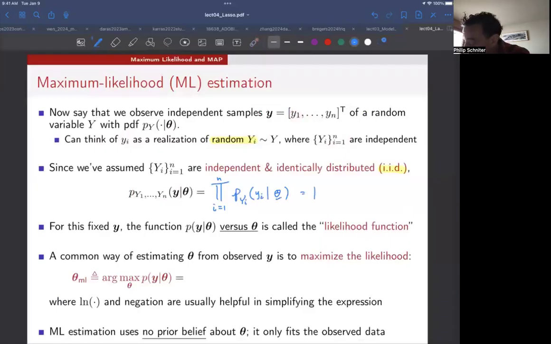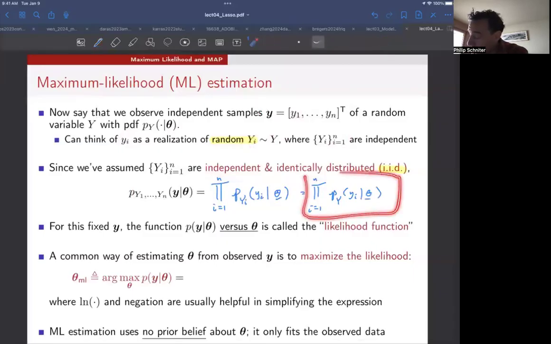So that's what you get out of the independence. And what you get out of the identical distribution is that since all the yi's are statistically the same as y, you could also write this as p capital Y of yi given theta. Okay, and now we have this function here. This is called the likelihood function.